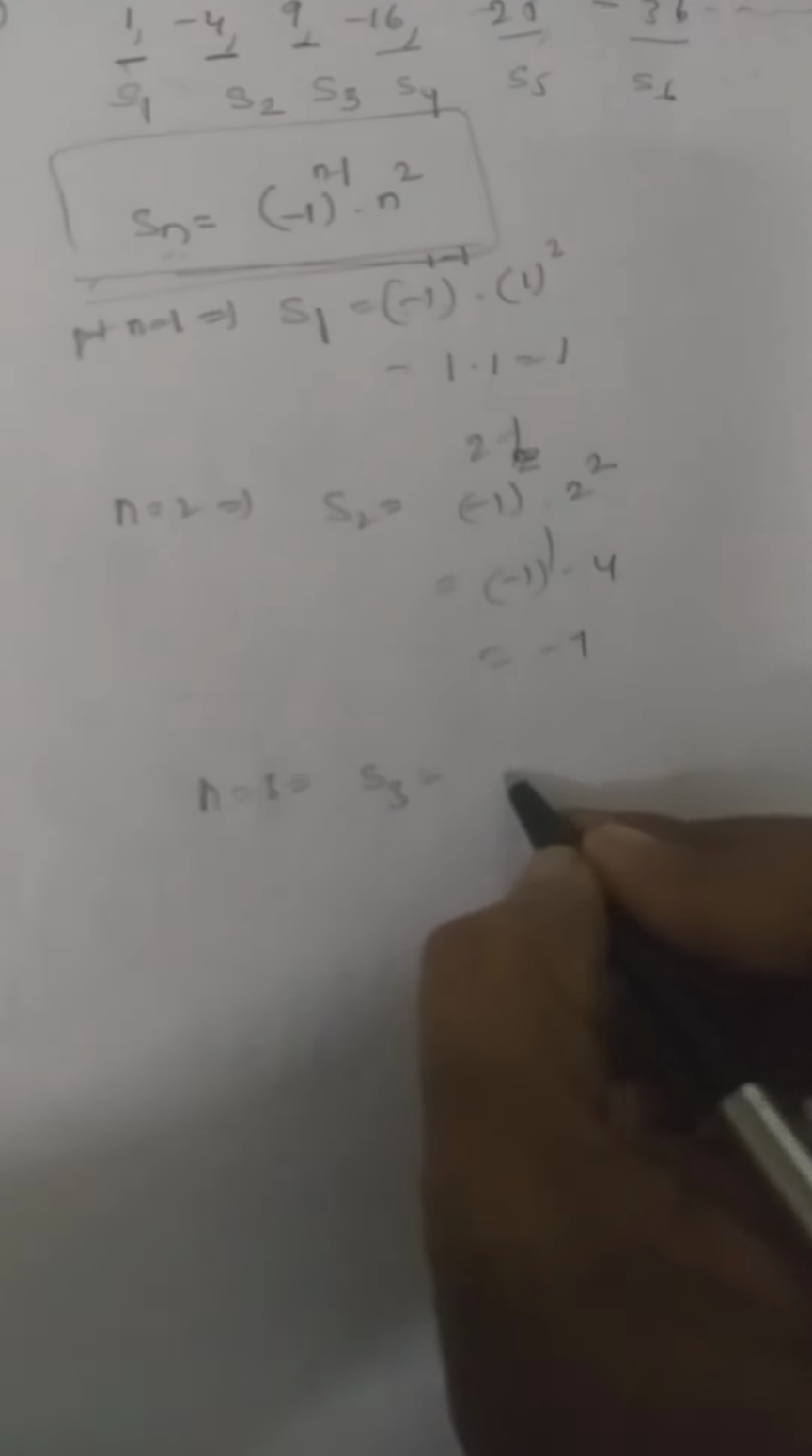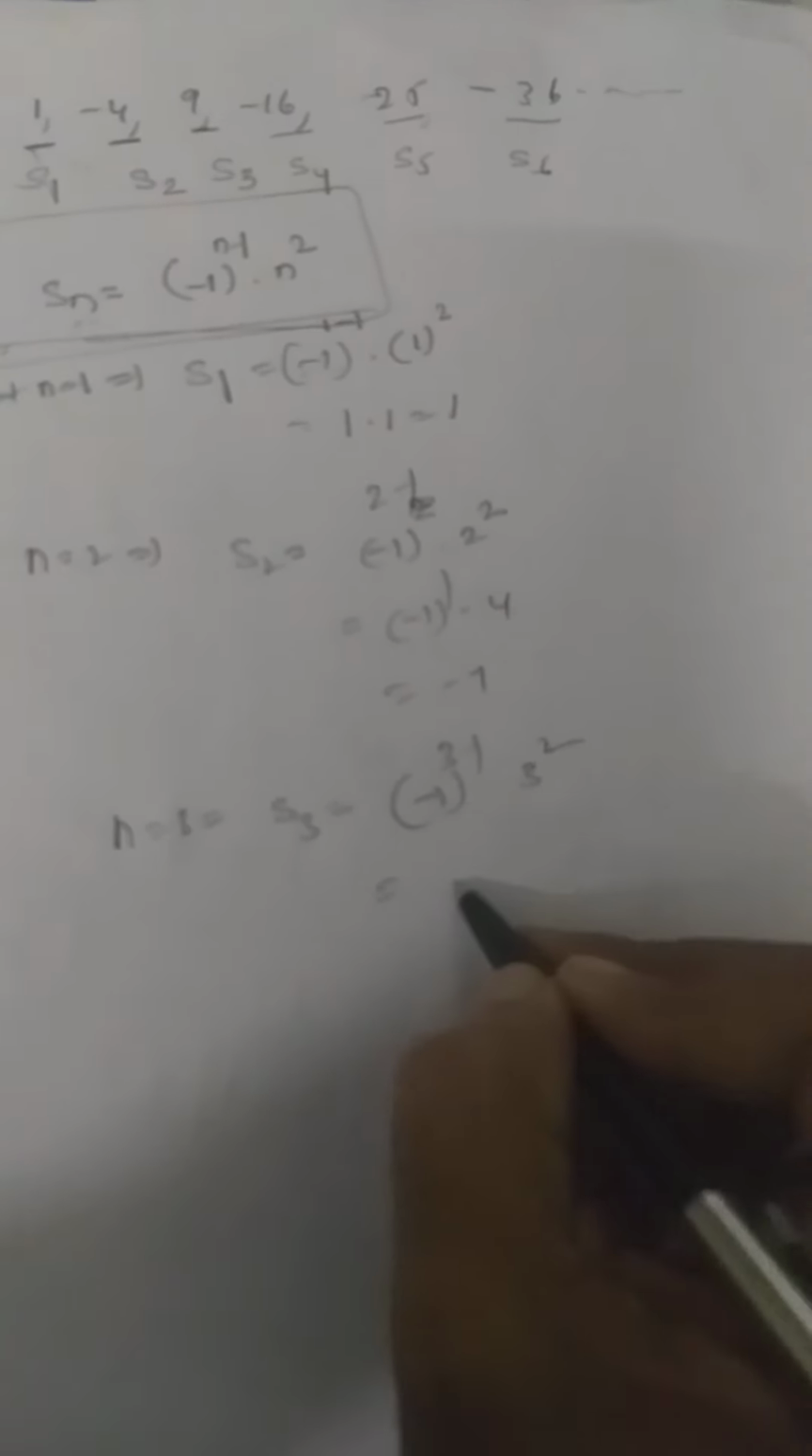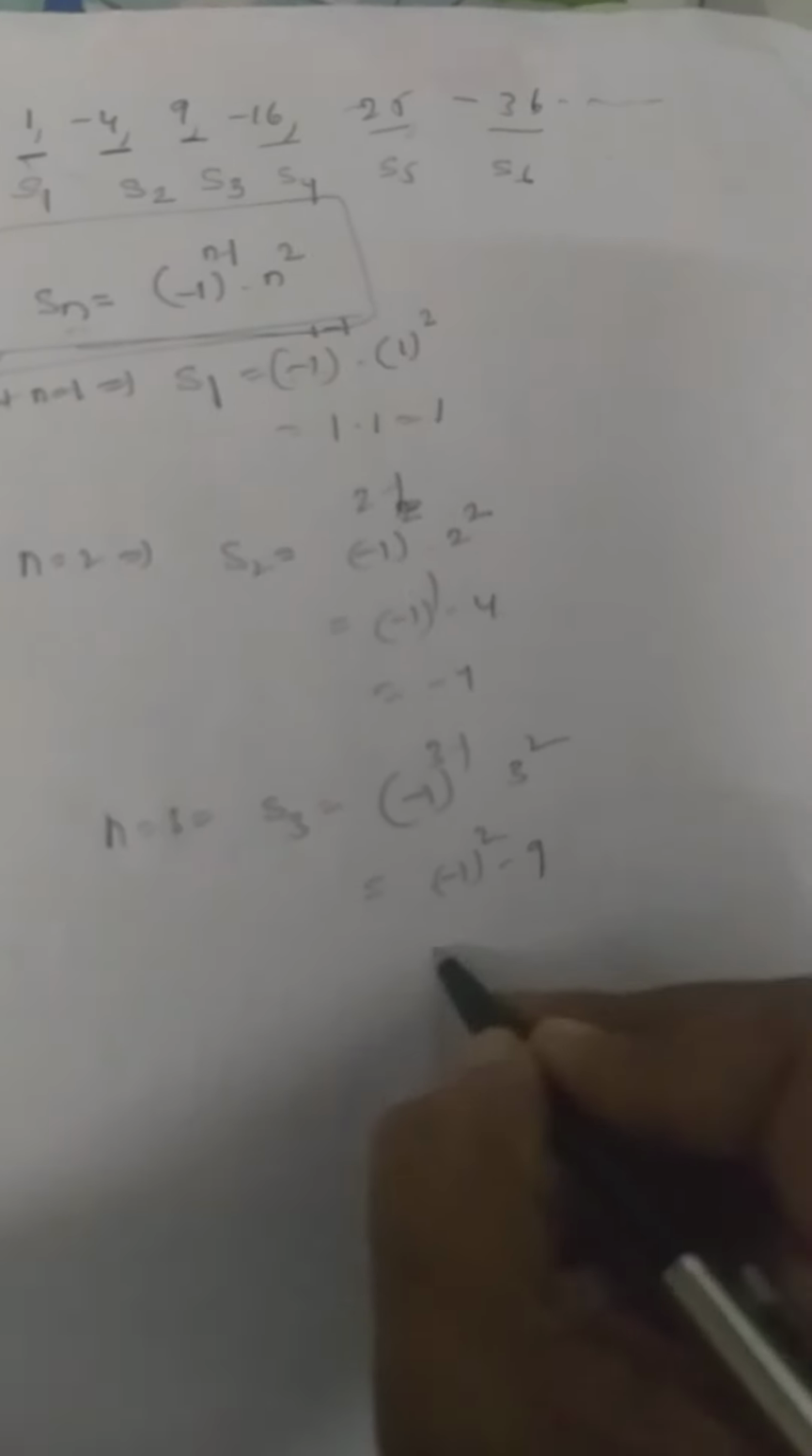Similarly, put n is equal to 3. S3 is equal to -1 power 3 minus 1 into 3 square. -1 whole power 2 into 9. That is 9. Similarly, all the terms you will get.